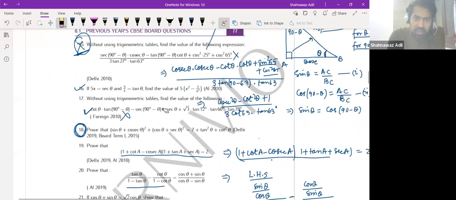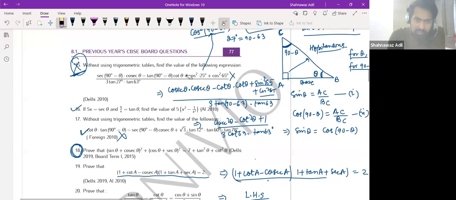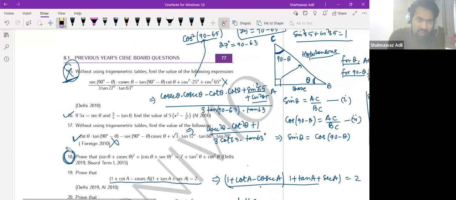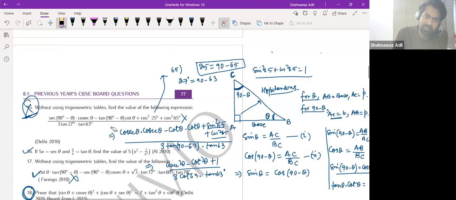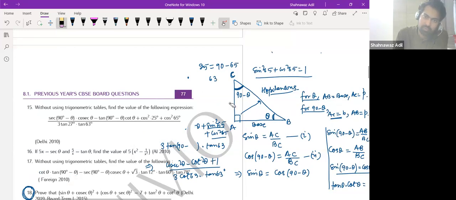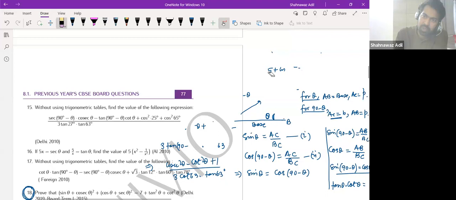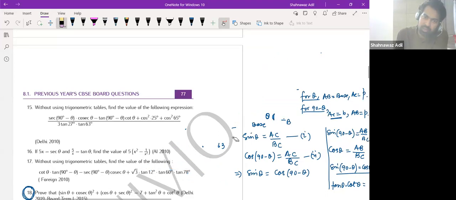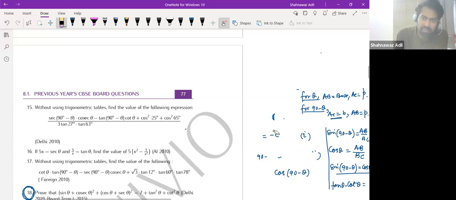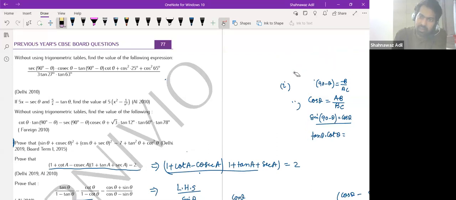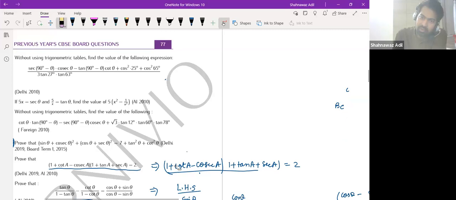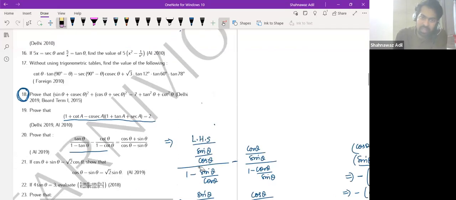Okay. So now, the 16th one. Because the 15th one and the 17th one are not part of this list, we should skip them. Just skip this one, and you guys please try this 16th question and tell me whether you are getting the result or not. Okay, please try the 16th question.